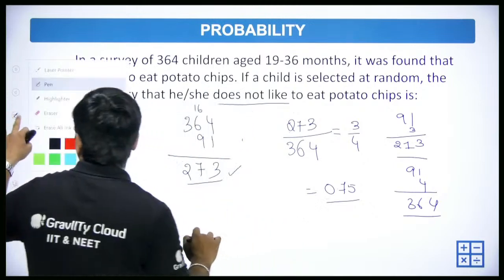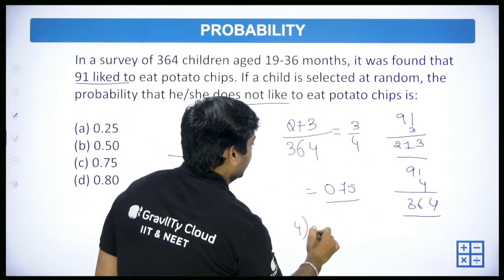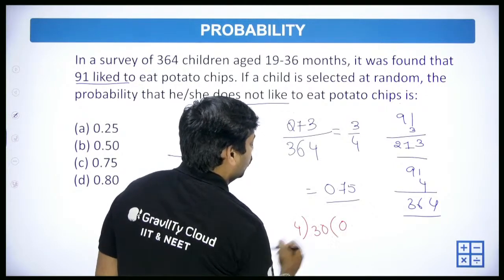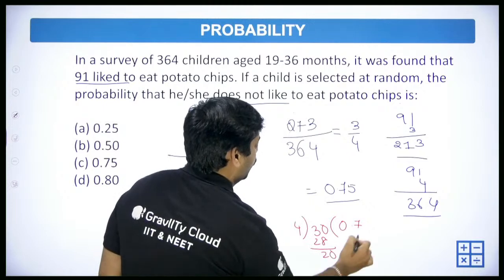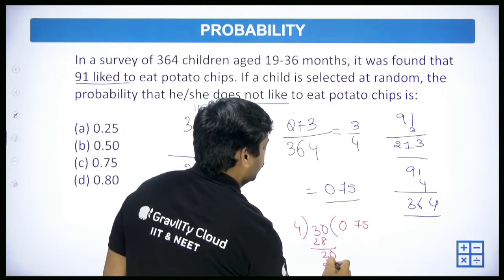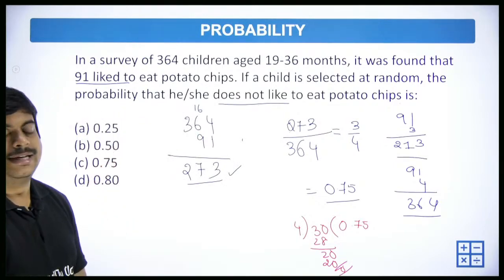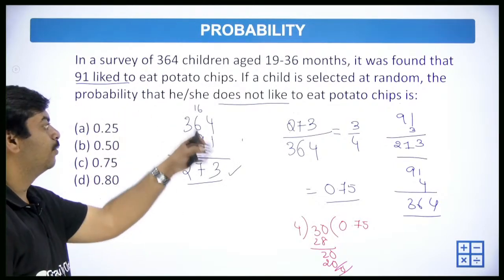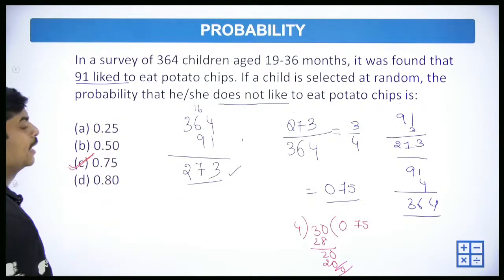I will tell you how 3 by 4 is 0.75. 3 divided by 4: 4 into 30, 4 sevens are 28, you're left with 2, then 20, 4 fives are 20. So that is 0.75. That is how you try to bring all this together. So 0.75, option C is the correct answer.